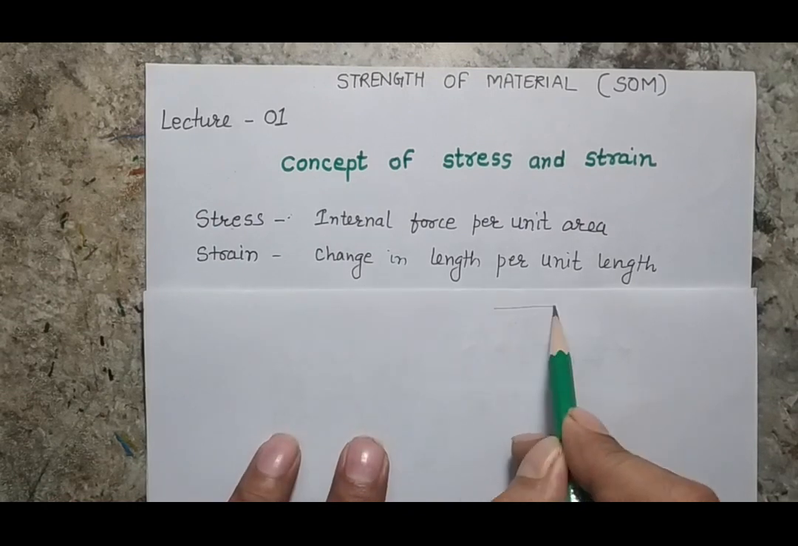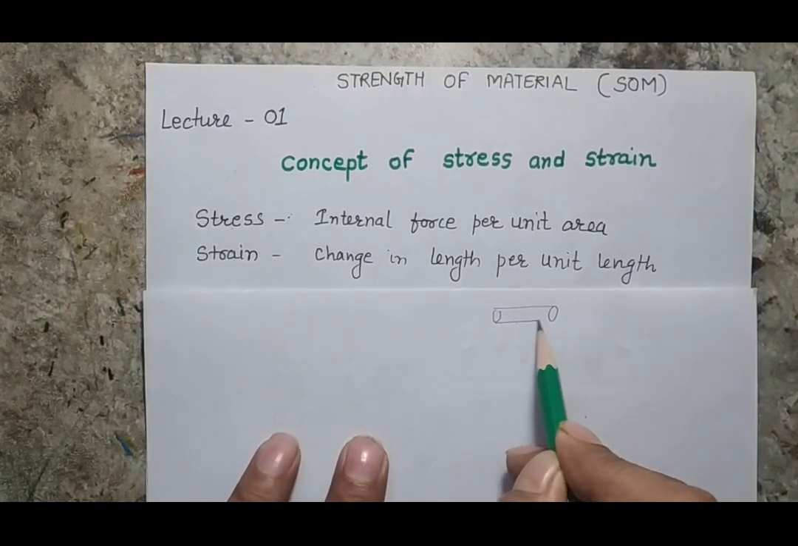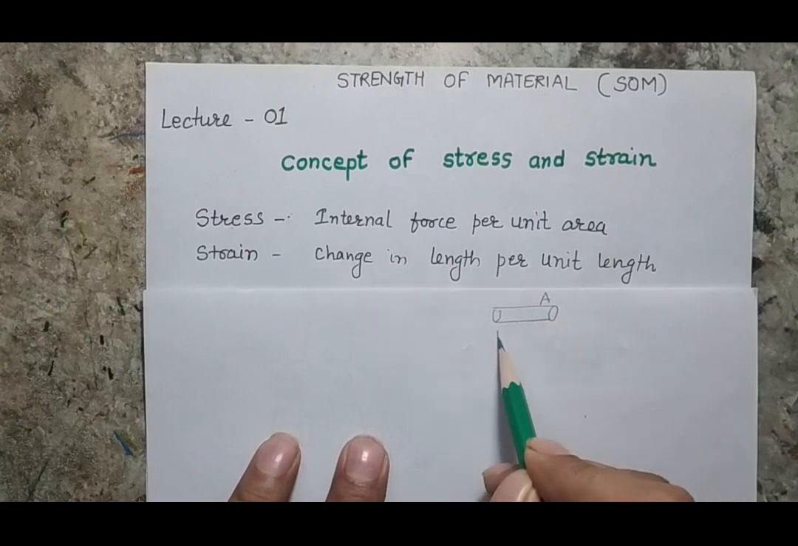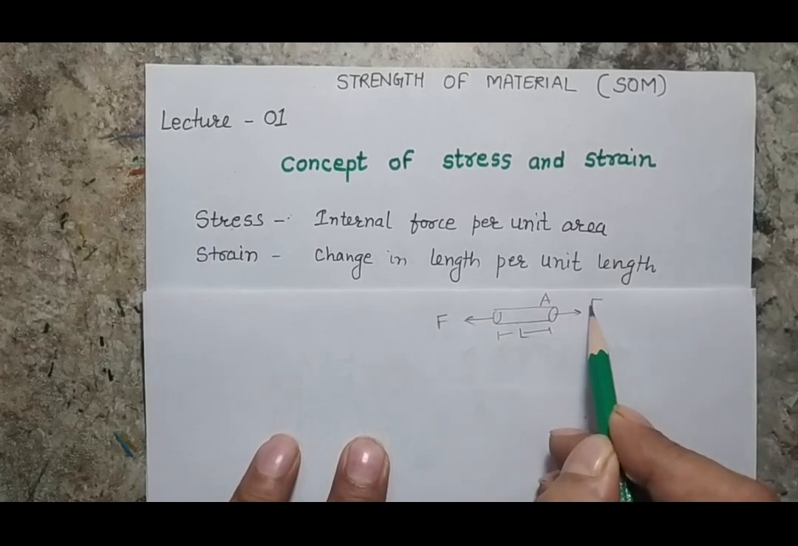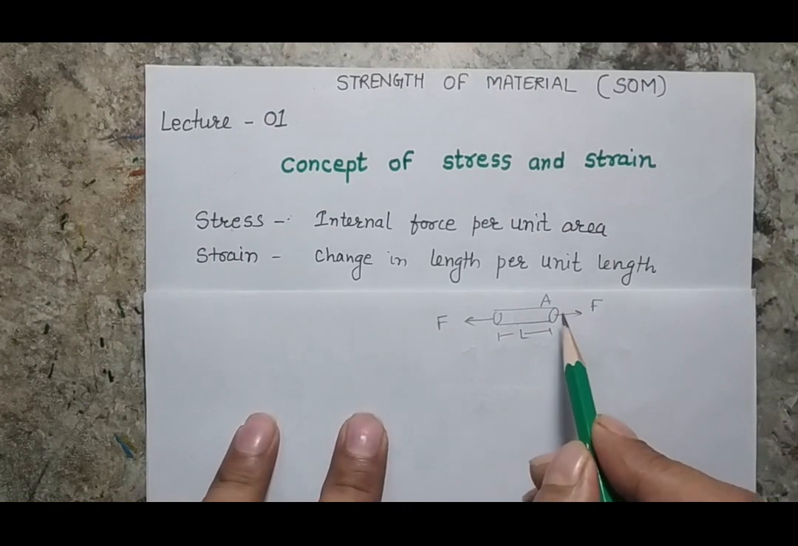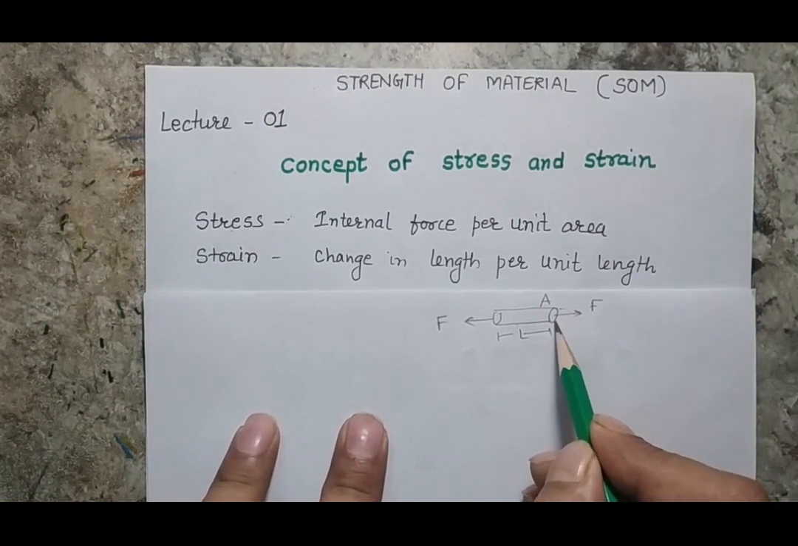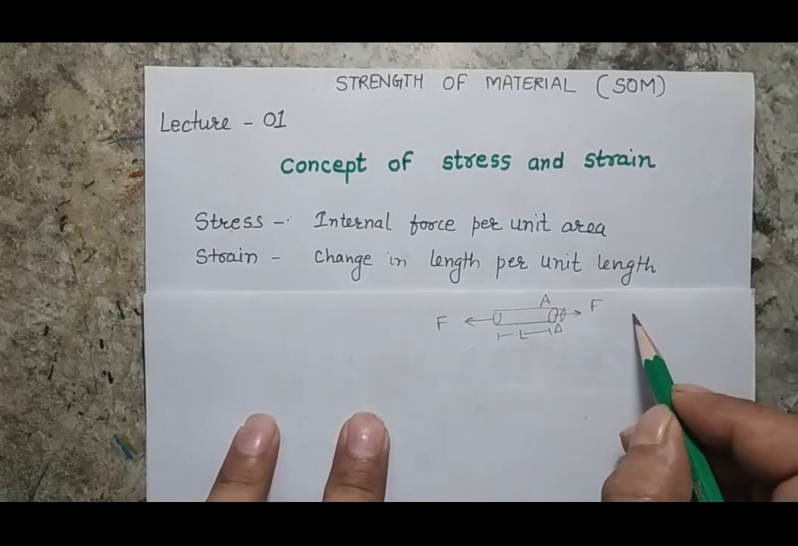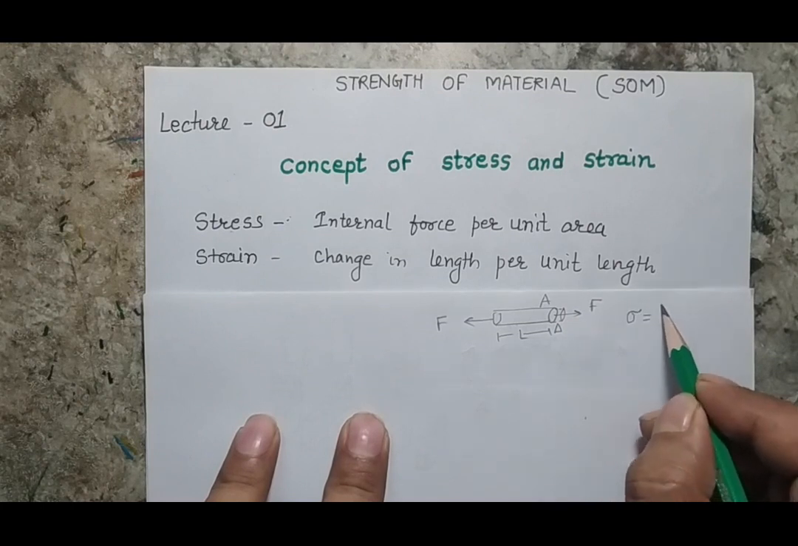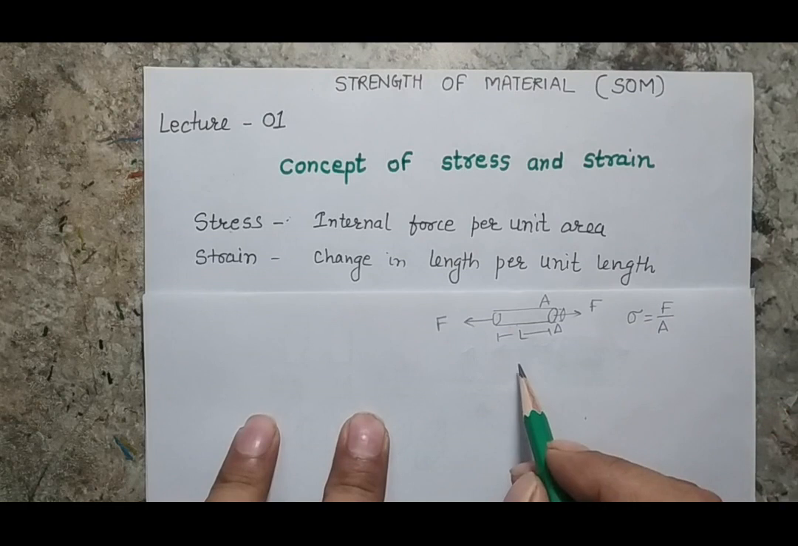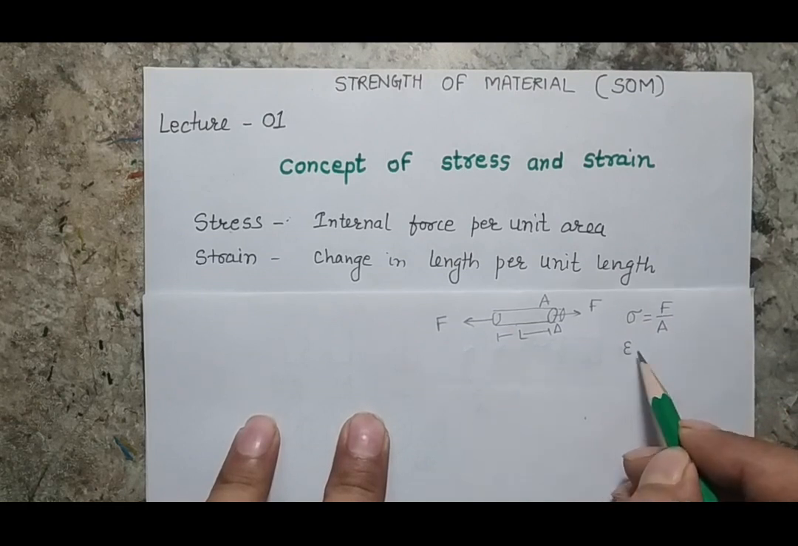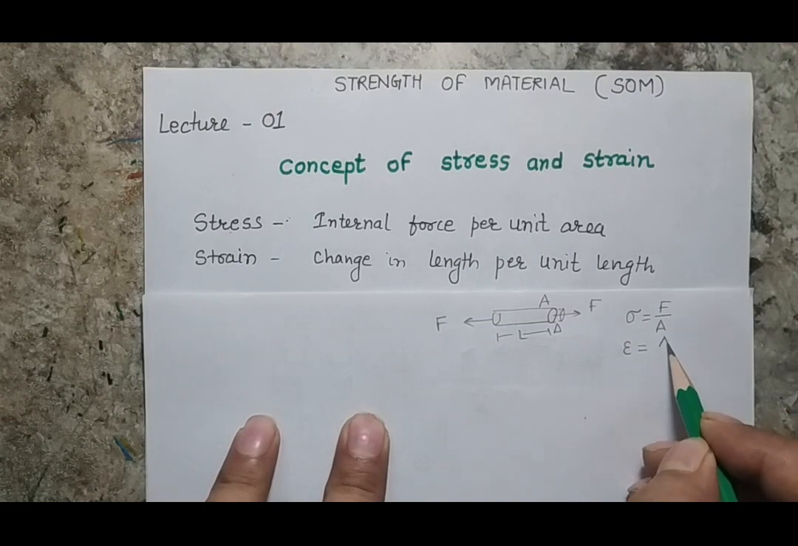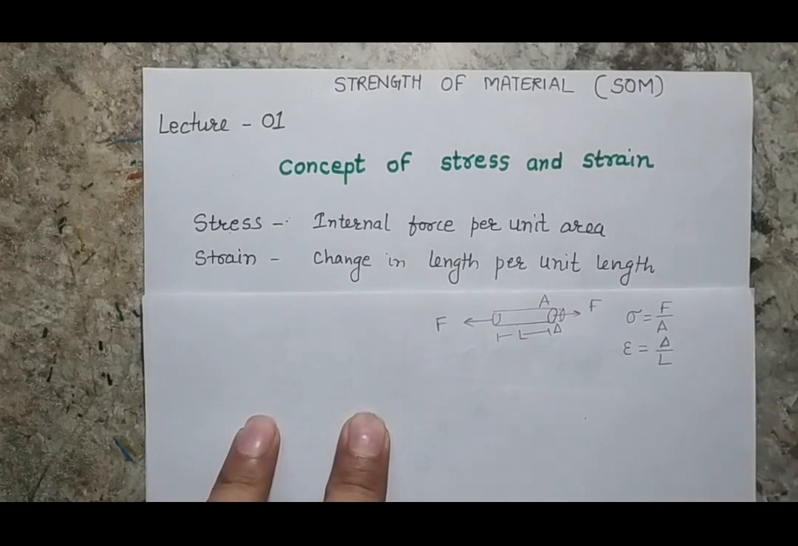For example, if we have a cylindrical bar of cross section area A and length L, and I am applying a force F on the bar, because of the action of the force there will be some elongation in the bar, and that elongation is denoted by delta. So my stress, defined by the symbol sigma, will be force per unit area, and my strain, defined by the symbol epsilon, will be change in length divided by total length. But this is a very preliminary definition of stress and strain.